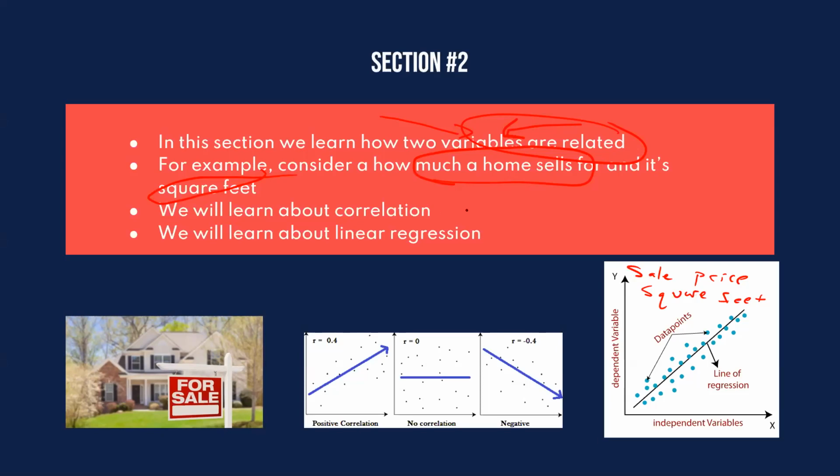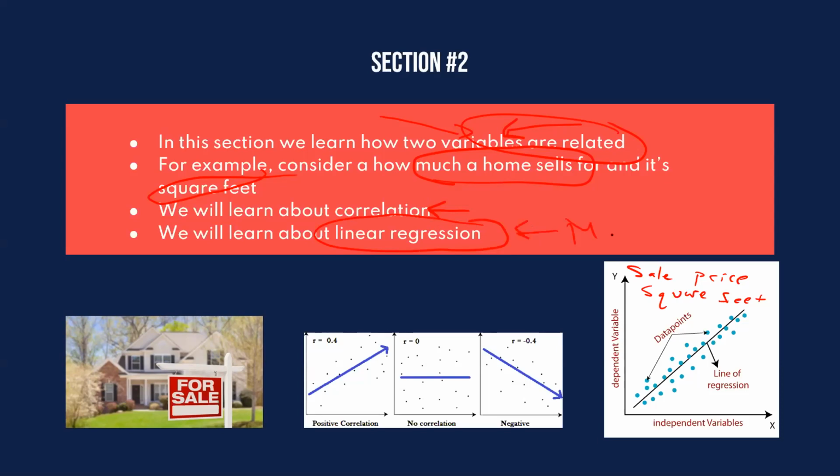So there's two topics to cover in this section. Correlation here, and what correlation is going to measure is the strength of that relationship, okay? Like how strong is the relationship between square footage and sale price? I think there is a relationship between the number of bathrooms in a home and its sale price, but is that relationship strength the same as square footage? Maybe, maybe not.